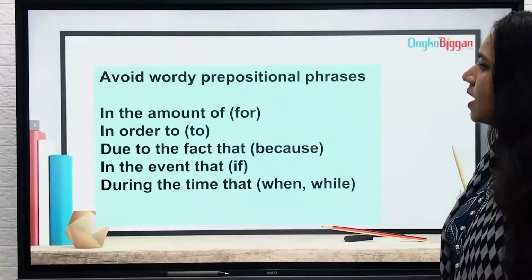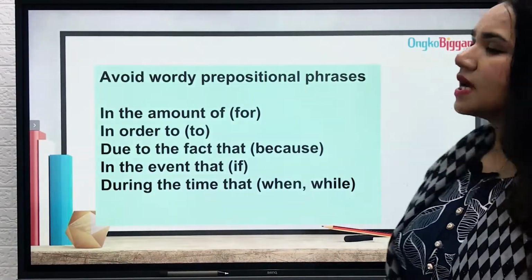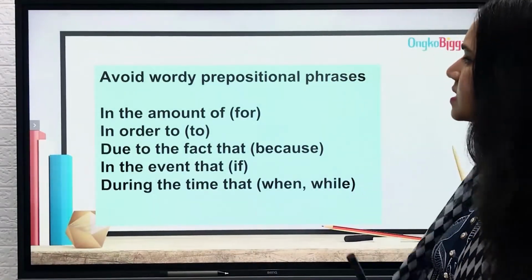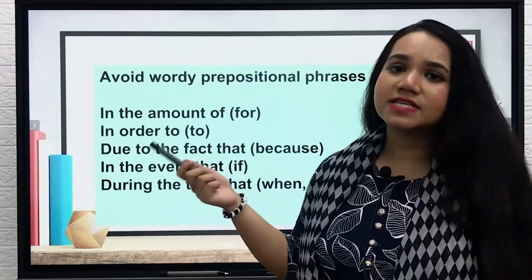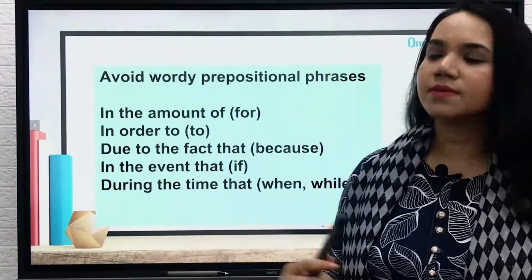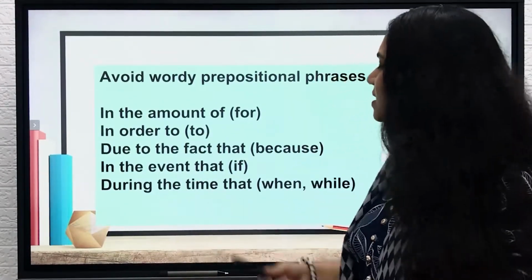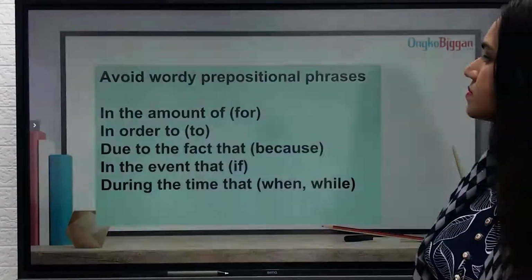For that reason, we cannot go on and on talking about the same thing for too many words, alright? Then we see, avoid wordy prepositional phrases. This means that because we have already learned what prepositions are, in terms of these phrases, instead of saying, let's say, the amount of, we can say for. Instead of saying in order to, we can just say to. Instead of saying due to the fact that, we can say because. Instead of saying in the event that, we can just say if. And finally, instead of saying during the time that, we can say when or while.